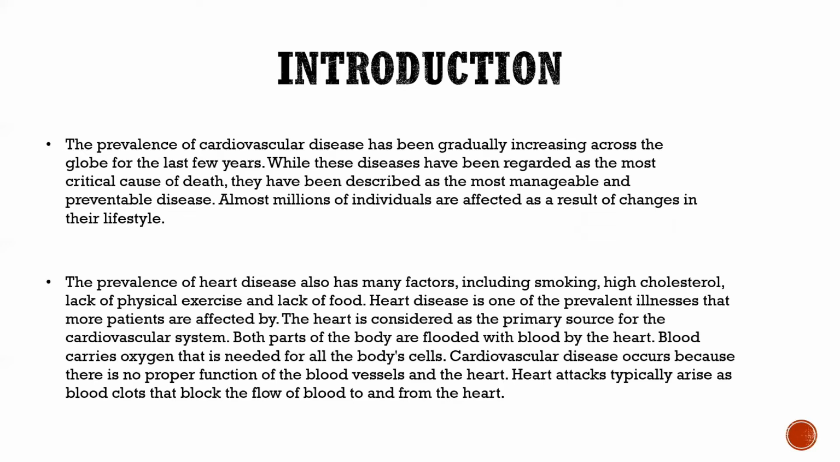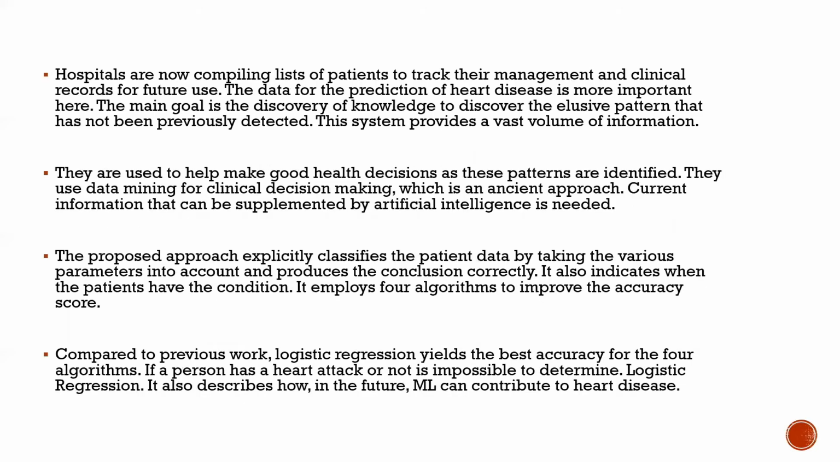The heart is considered as the primary source for the cardiovascular system. Both parts of the body are flooded with blood by the heart. Blood carries oxygen that is needed for all the body cells. Cardiovascular disease occurs because there is no proper function of the blood vessels and the heart. Heart attacks typically arise as blood clots that block the flow of the blood to and from the heart.